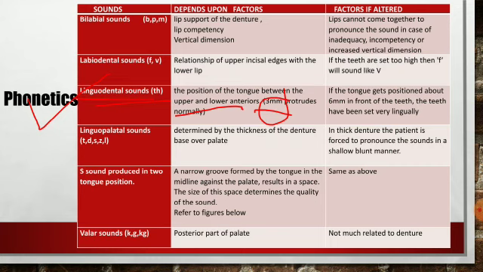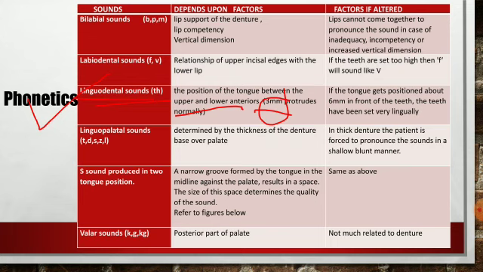Next, the S sound is produced in two tongue positions. Whenever we pronounce sound S, a narrow groove is formed by the tongue in the midline against the palate, resulting in a space. The size of this space determines the quality of the sound. Clear? So the factors, if altered, are the same as for the linguopalatal sounds. If the denture is thicker in the palate area, the space produced at the time of pronunciation of S would be lesser. So in that case, the S sound would not be that clear.